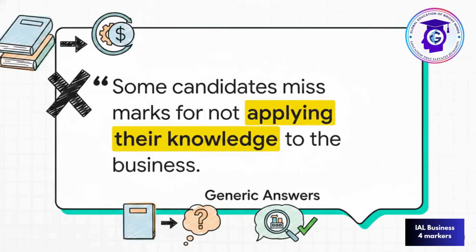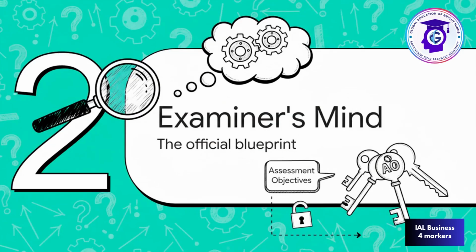And look, you don't have to take my word for it. This comment comes straight from Pearson themselves. This right here, this tells us everything. The number one mistake is failing to connect what you learned in class to the specific business in the case study. A generic answer just isn't going to cut it. Okay, so how do we avoid that trap?